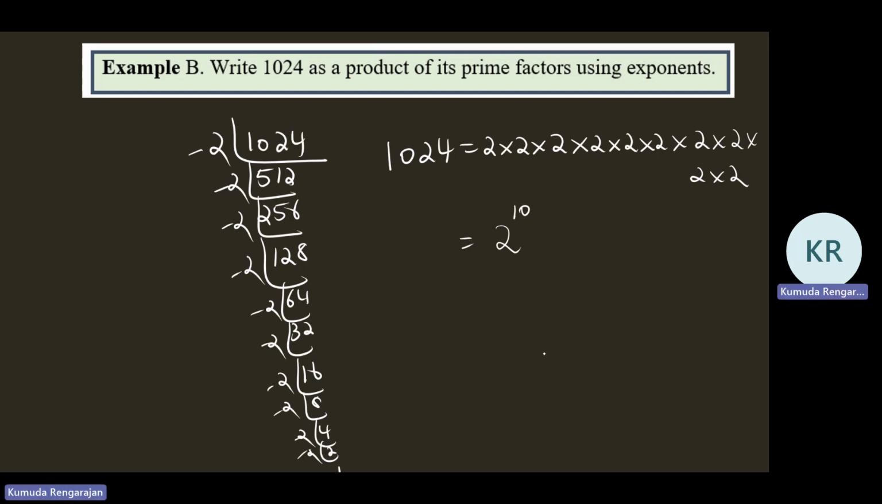What was I telling you? Since it's using exponents, you must write base raised to some power. So 2 raised to the power 10. This is understood? Yeah. So 1024 is equal to 2 raised to the power 10. Is that correct? Yes, ma'am.